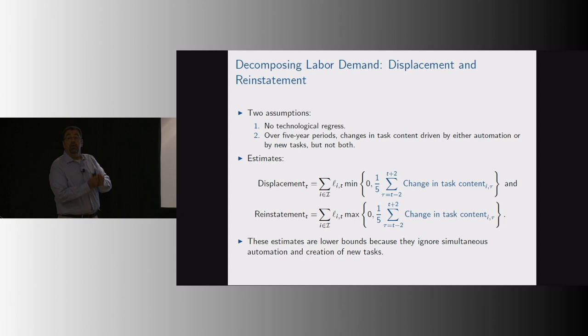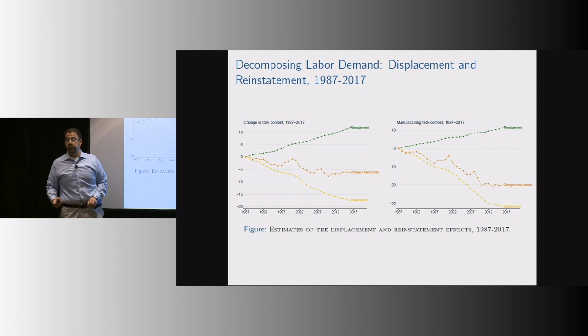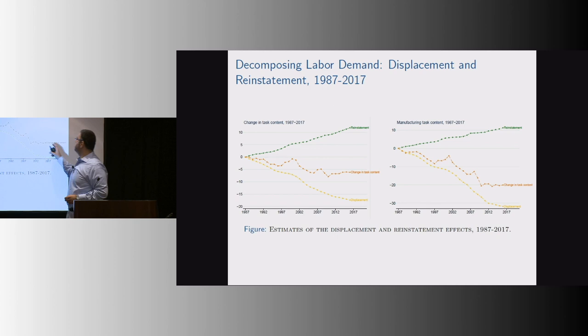So if you do that, you see that at any point in time, there is both this reinstatement effect, new tasks, or things that increase the task content in favor of labor, and those that reduce it. But the displacement effect is larger. This goes from 0 to about 10. This goes from 0 to about 17. But if you look at within manufacturing, it's much more unbalanced. And that's what's leading to this change in task content: a huge decline due to displacement and this reinstatement.